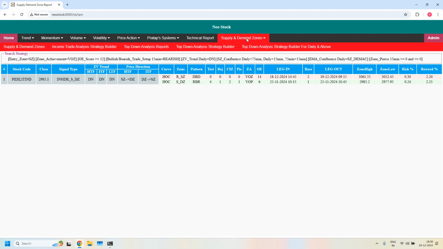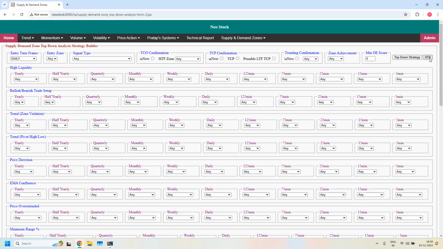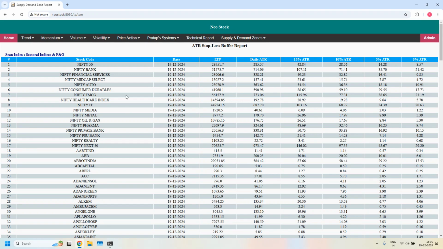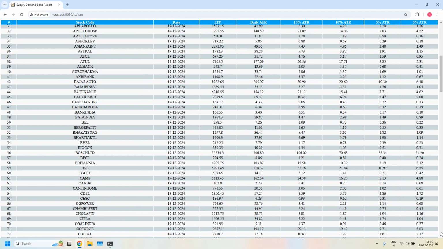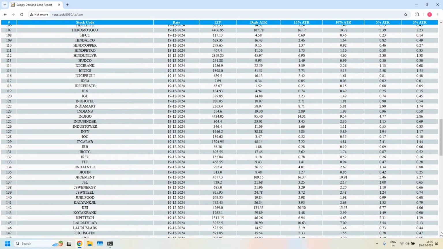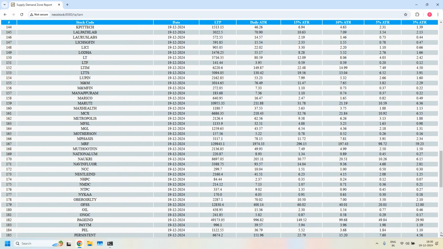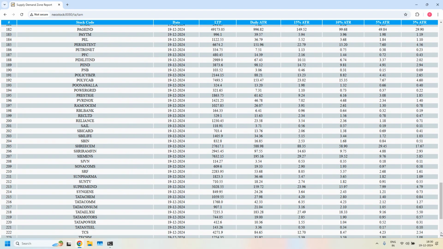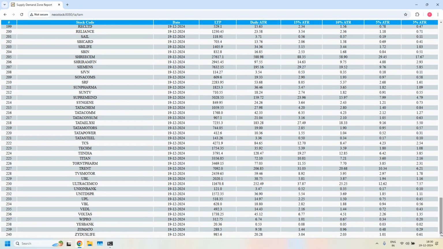In the final report, let us generate the stop buffers based on daily ATR. First 17 in this list are indices, remaining all are equity stocks. I am scrolling the list down, whichever stock you want to refer to, please pause the video there. Okay, I am scrolling the list down. This is the end of the report.